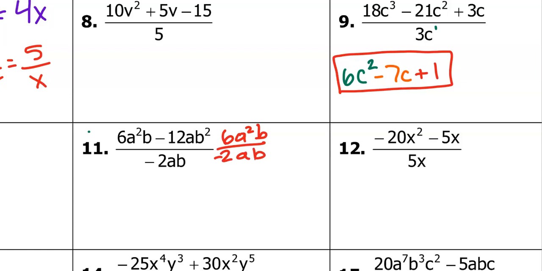Okay, so 6 over negative 2 turns into negative 3. Good. A2 over A. It should be A1. Good. And B over B. And careful, it's not 0, right? What does it turn into? It turns into a 1. Okay, anything divided by itself turns into the number 1. So we don't say times 1. All right, so far we have negative 3A.